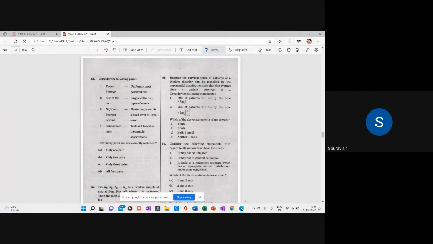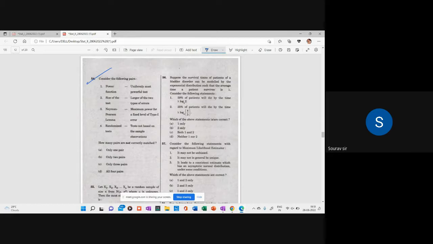Okay, so let's go for this question number 54. So it's giving me a pair of data. Four pairs are there. Powerful function, uniformly most powerful test. Size of the test, larger of the two types of error. Neyman Pearson, maximum power of fixed level of type 1 error. And randomized test not based on the sample observation. So, how many pairs are not correctly matched? So, we need to check.